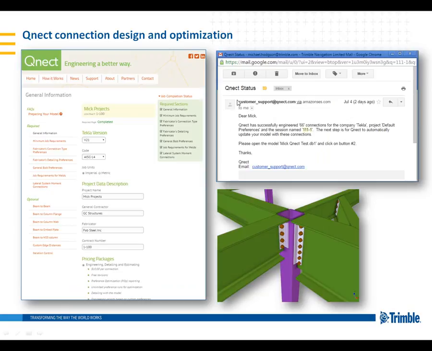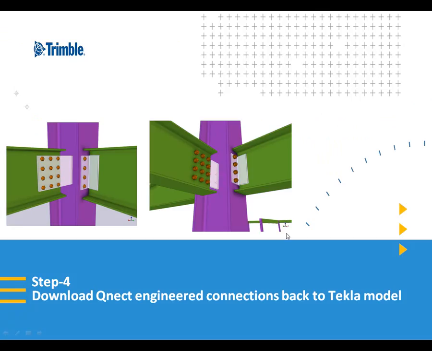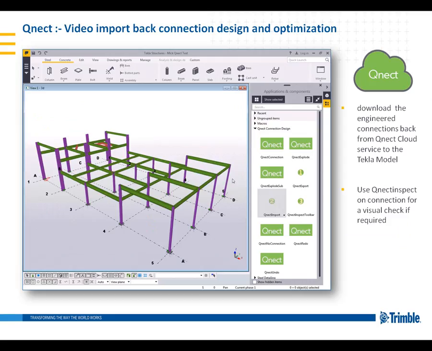Again, you get an example of the email that's going to come back to you. So Qnect has successfully engineered 66 connections for this particular project. Okay, then we bring those connections back into the Tekla model. So again, here's a Tekla model.